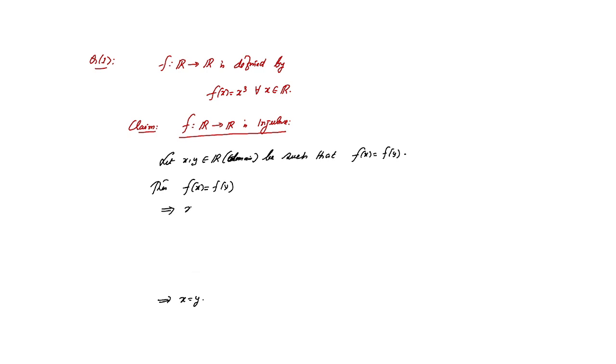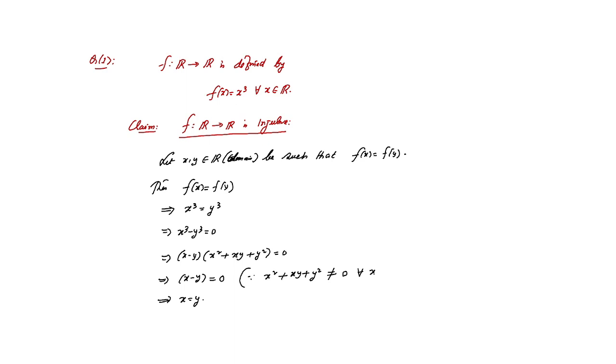So now if f(x) equals f(y), f(x) means x cube and f(y) means y cube, and that implies x cube minus y cube equals 0, and that implies (x minus y) into (x square plus xy plus y square) equals 0, and from that we can write x minus y equals 0, because the second part in the bracket, that means x square plus xy plus y square, is basically non-zero for all x, y belongs to R.